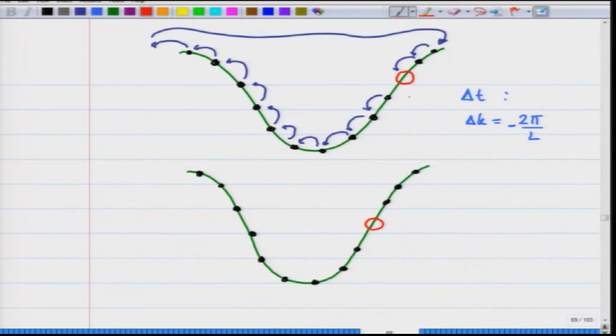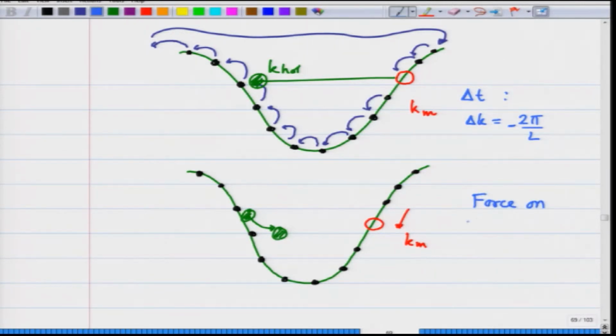So, if this was K missing, it has moved here. The corresponding K hole was here, and this has moved this way to the right. So, electrons move to the left and hole is moving to the right. What does that tell you? That shows that the force on the hole was like E, that is in the positive direction, not negative, because it has moved to the right.